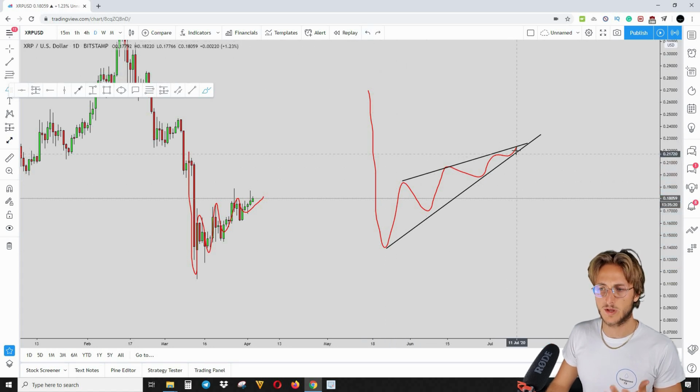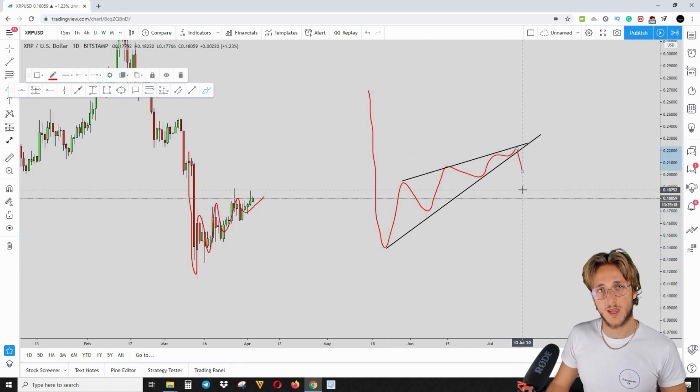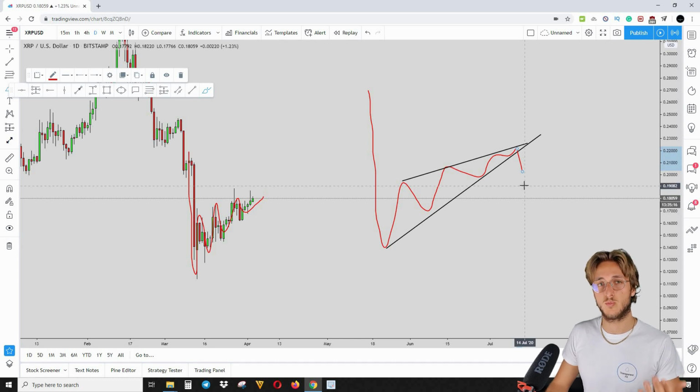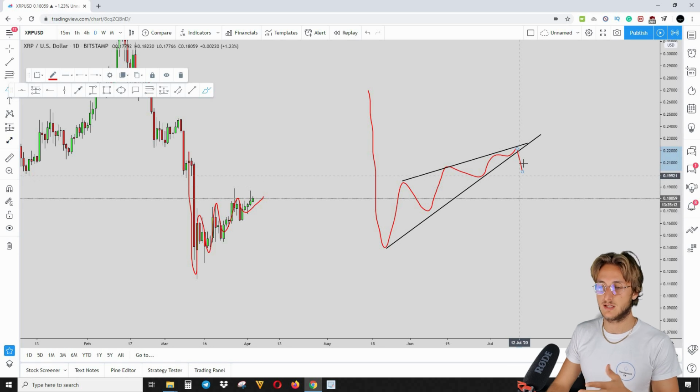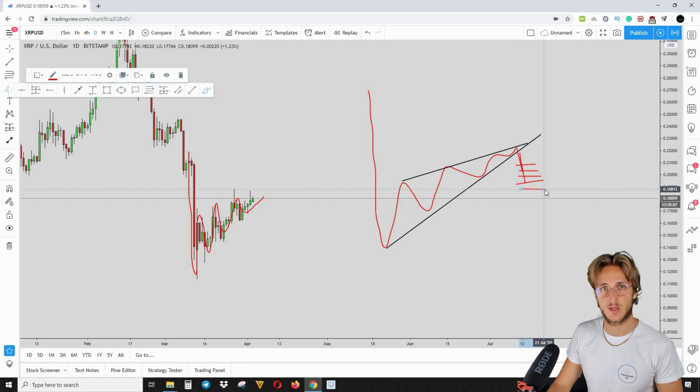So as soon as the market breaks the wedge to the downside, what will they be doing? They will be basically shorting. Short, short, short, short, short. Now, all the shorting will give the possibility to hedge funds and big players in the market to actually buy.